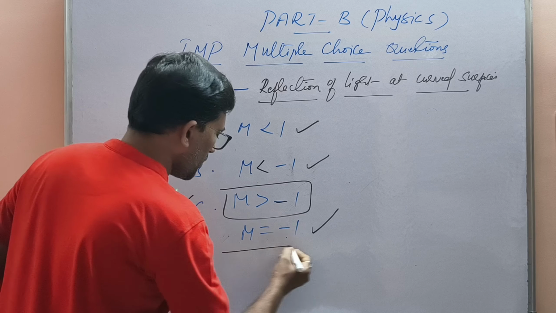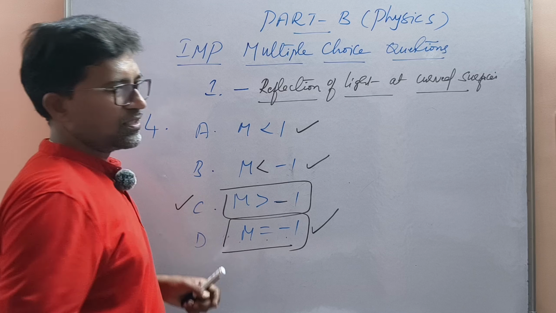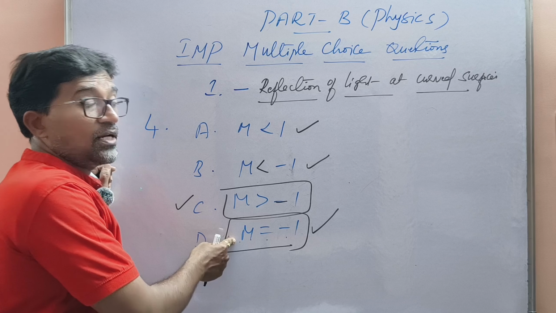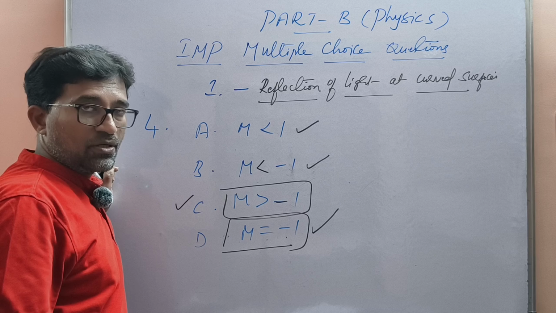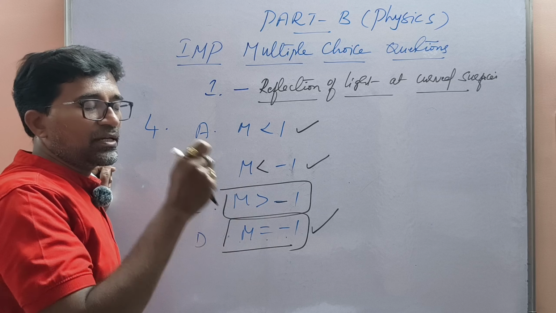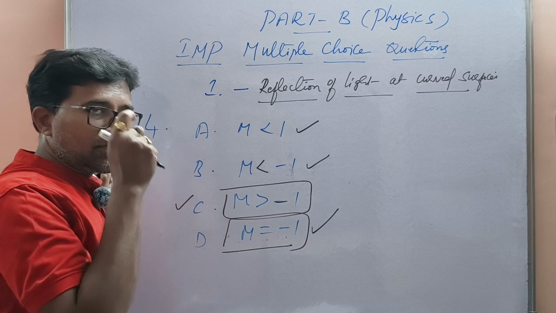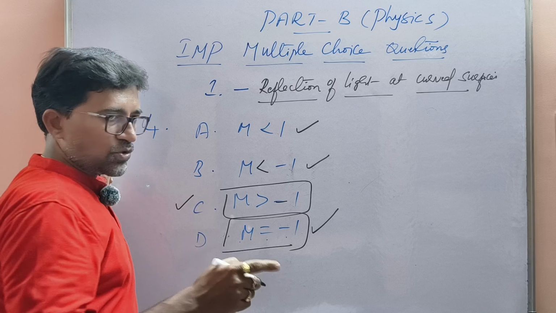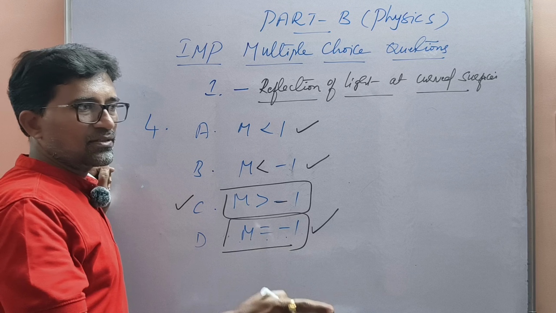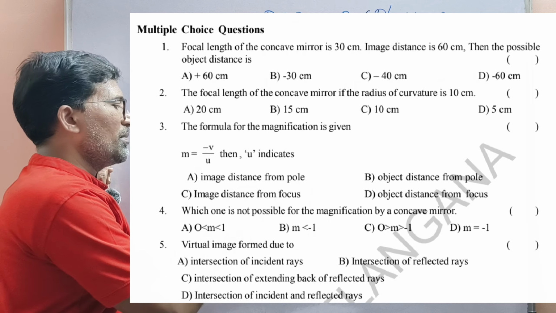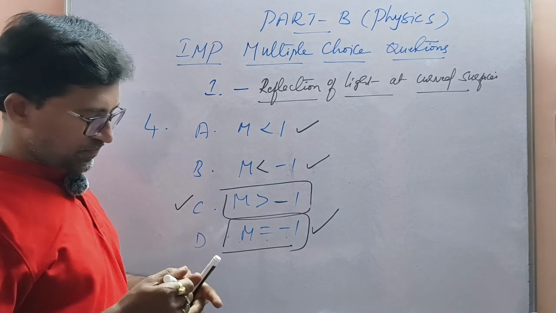This is a very, very important bit. You may be asked this in the board examination, based on this particular value. When is the magnification value minus 1? In case of a concave mirror, if an object is placed at C, the image is also formed at C. So for this particular question, the right option is C, M is greater than minus 1.